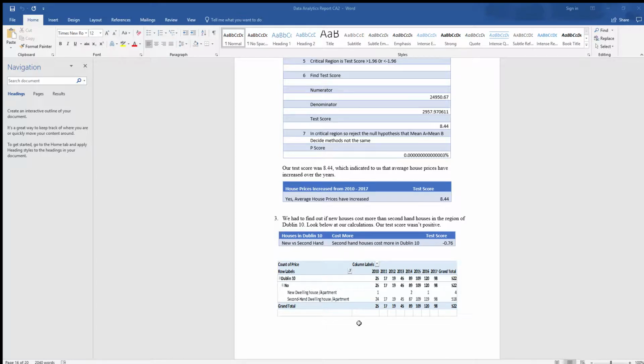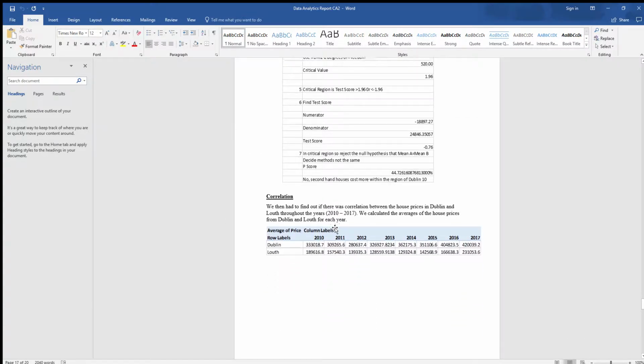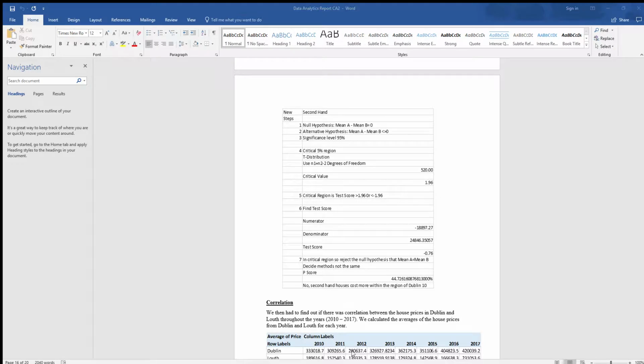Then step 3, I had to find if new houses cost more than second-hand houses in Dublin 10, which is summarized here in the report. Summarized again, if we look at the Excel, we can see that second-hand houses cost more. So the new houses actually cost less than second-hand houses, which I found through the use of this. And that is all the data from the, I think I changed it there depending on what I needed.